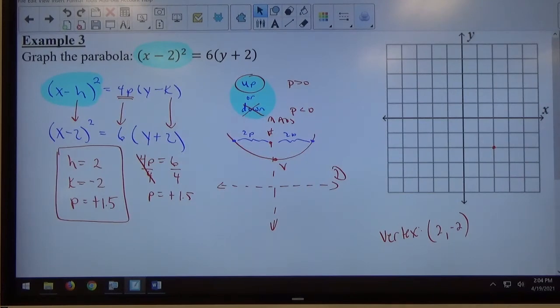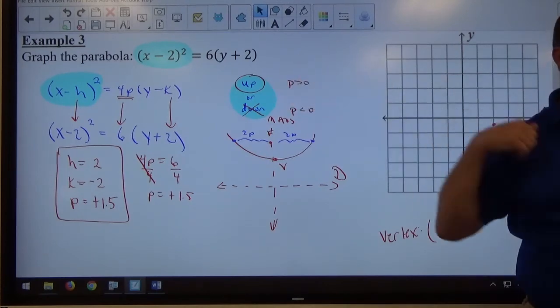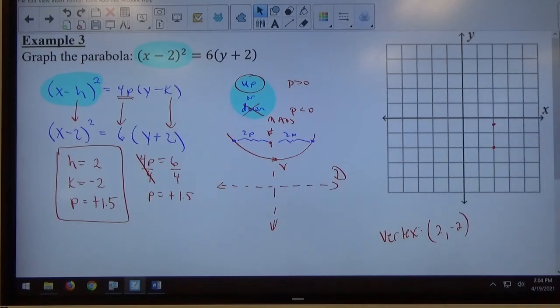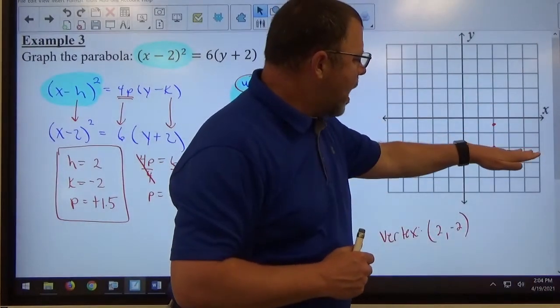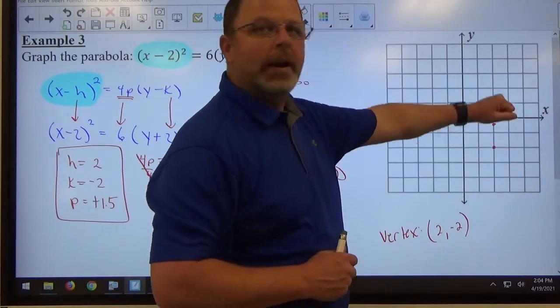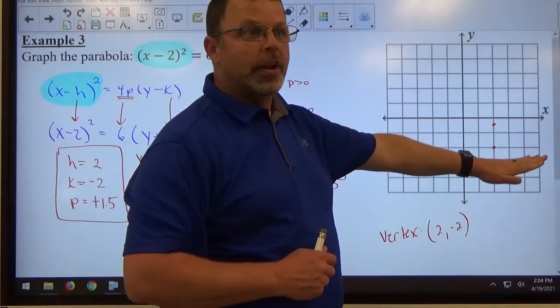P is positive 1.5. P is how you get to the focus from the vertex. This is the vertex. Positive 1.5 goes up. And again, my choices are either up or right, but again, I've already established it goes up. That's what the up tells me. Where's my focus going to be related to my vertex? Okay, once you've plotted both the vertex and the focus, the directrix goes the opposite direction. So if the focus went up, the directrix is going to go down.